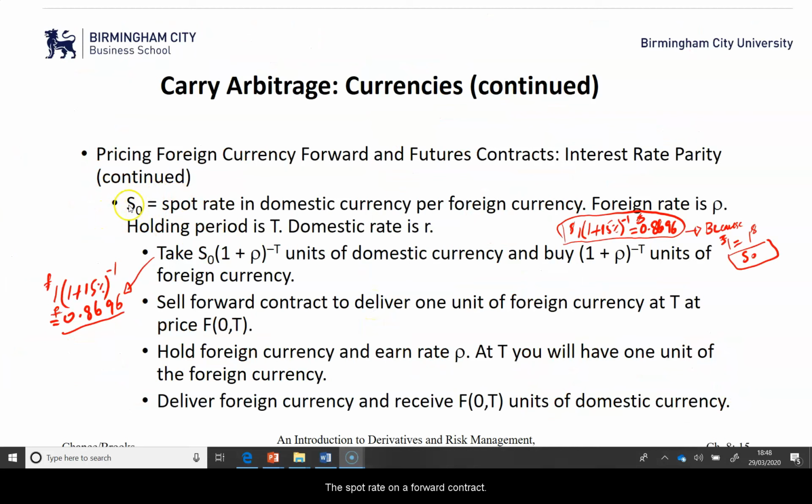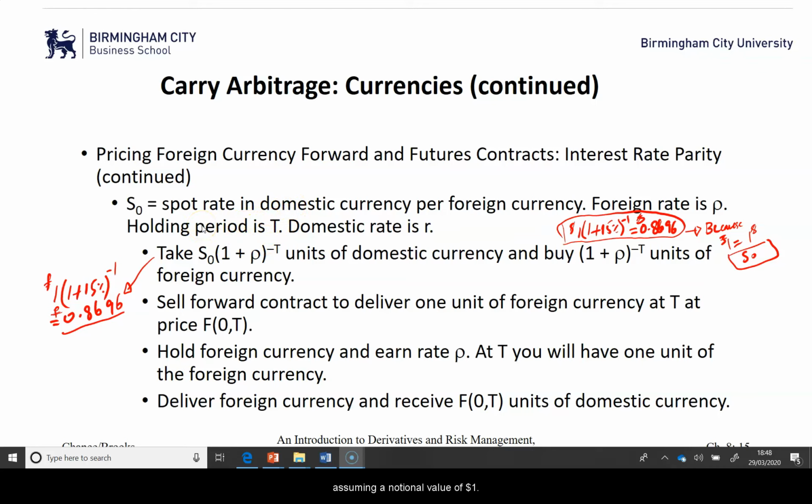The spot rate on a forward contract here is denoted as S0, which is the spot rate in domestic currency per foreign currency. The foreign interest rate is rho, and the domestic interest rate is R. In our case, the foreign rate was the US rate, 15%, and the domestic rate was the UK rate, that is 10%. The holding period was T, that is 1 year.